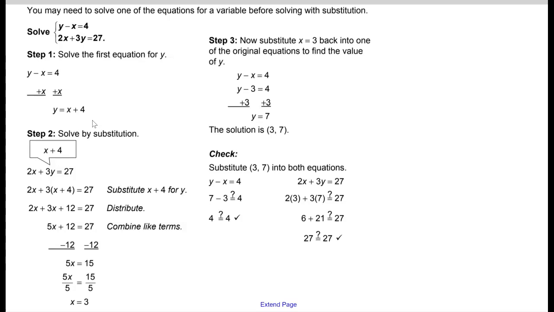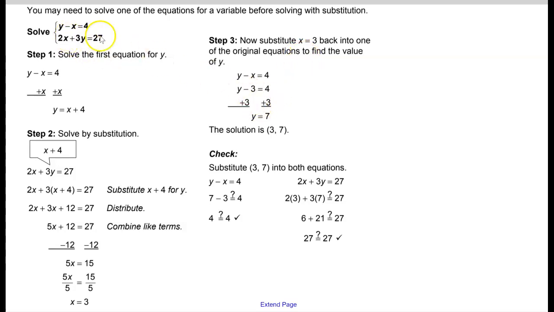But here, we're going to do it by substitution. So we've got to solve for one of the variables. They solve for y by adding x on both sides. Now we have something we can substitute in for y. Then you substitute it, you distribute, collect like terms, isolate the variable, and get your x. Then once you get your x, you're going to plug it back in to one of the equations. They recommend that you plug it into the original equation to find the value.